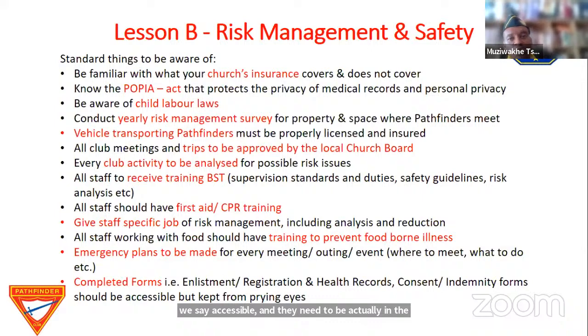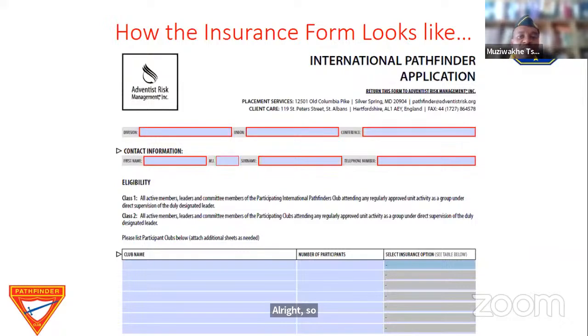All right. So how does the insurance form look like? Leaders, the International Pathfinder Application Form from the ARM, the Adventist Risk Management Incorporation. It looks like this. And the conference has actually given us these forms to complete, and I'm sure that leaders already have registered their children. And if not, I want to encourage us to register all our children to ensure that they are covered by the insurance.